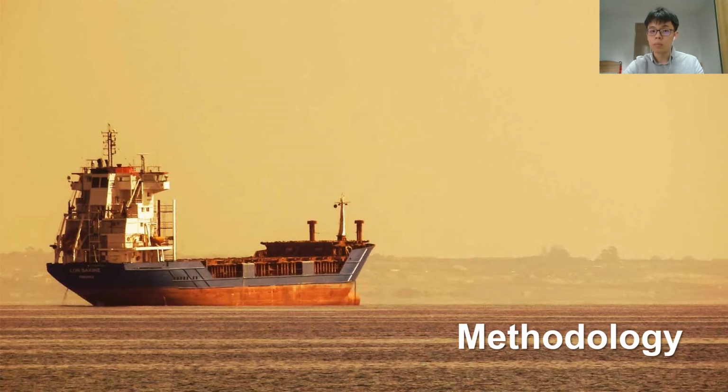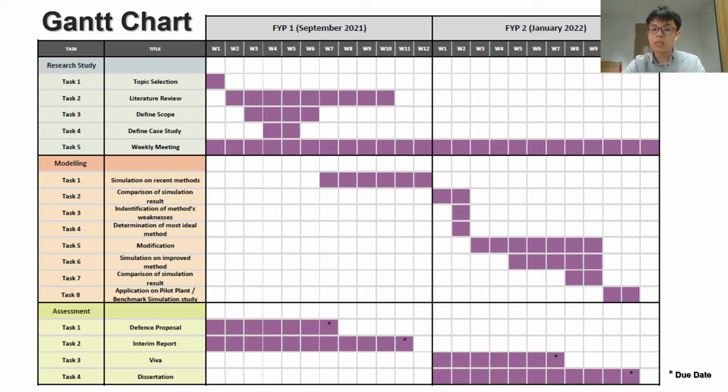Let's move into the methodology. This is the Gantt chart of my FYP showing the flow and the dates of the whole project. It has been distributed into three parts, which are the research study that has been covered in FYP1, modeling, which will start soon, and the assessment.